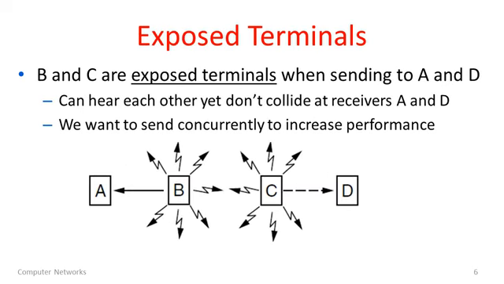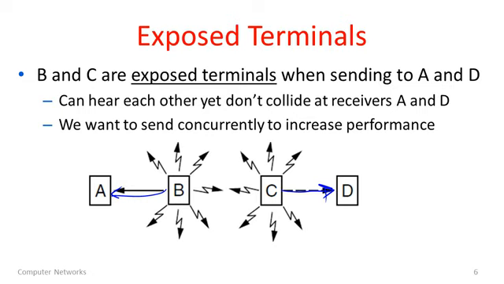The second problem that arises because of different coverage regions is something called the exposed terminal problem. Exposed terminals are a situation where you think you have interference because senders can hear one another, but actually there is no interference at the receivers, so you would really like to send multiple packets at the same time. Here, B is sending to A, and C is sending to D. And in this situation, they are exposed terminals.